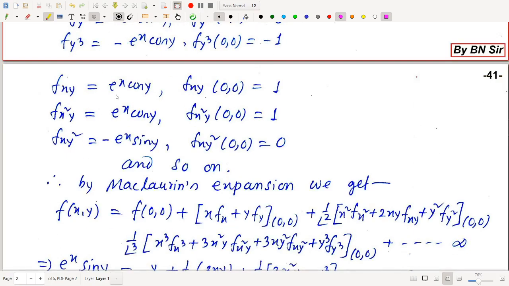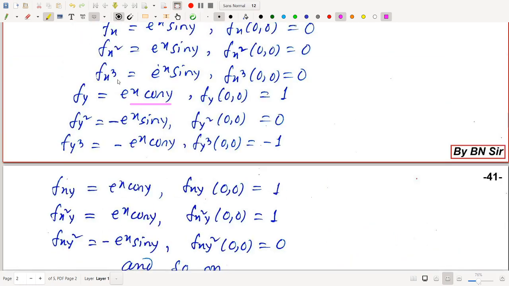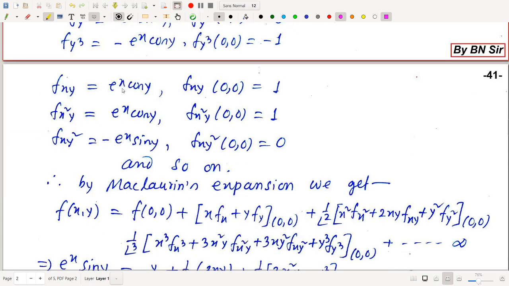Then f suffix xy is e to the power x cos y. How? f suffix y we have e to the power x cos y. If we differentiate it with respect to x again, e to the power x derivative is e to the power x, so f suffix xy is e to the power x cos y, and cos 0 is 1, e to the power 0 is 1, so it is 1. Then f suffix x square y is e to the power x cos y, because e to the power x derivative is e to the power x. Again if we put 0 0, we are getting 1.